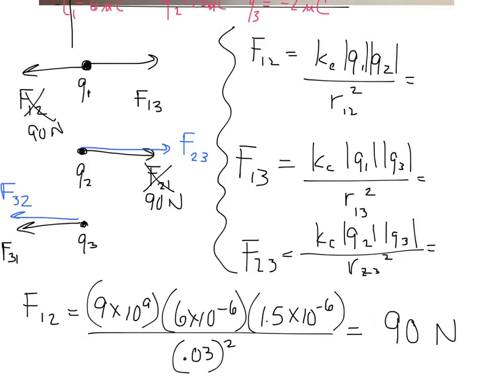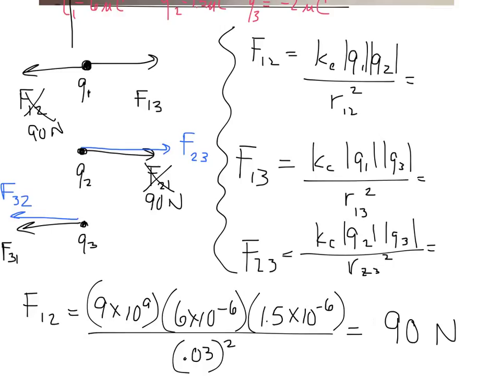So right now, particle 1 is feeling some sort of a push or pull, in this case a push, to the left of 90 newtons. Particle 2 is feeling a push to the right of 90 newtons. Why is that? Because of whose law?